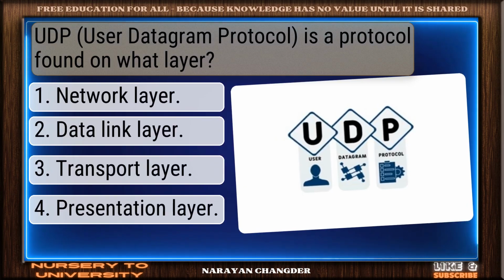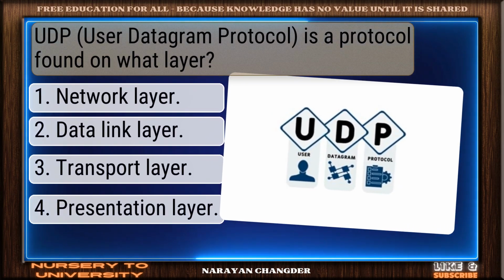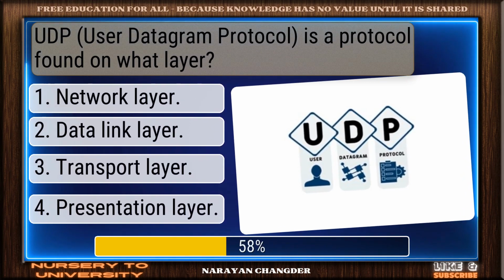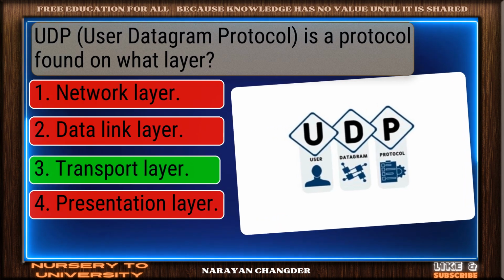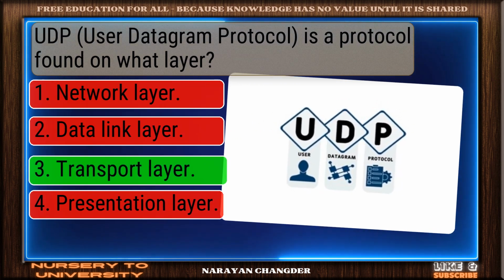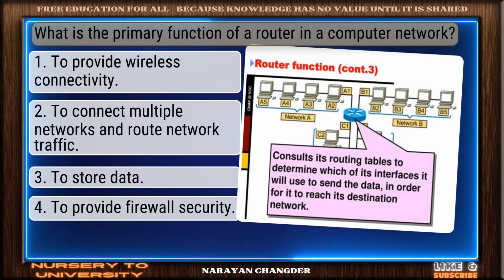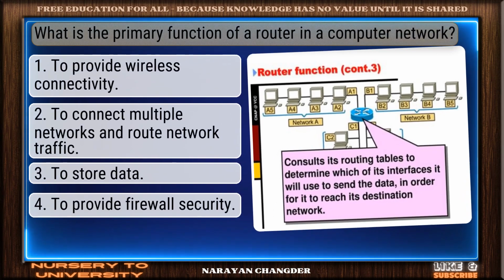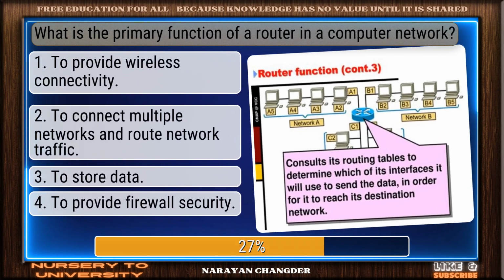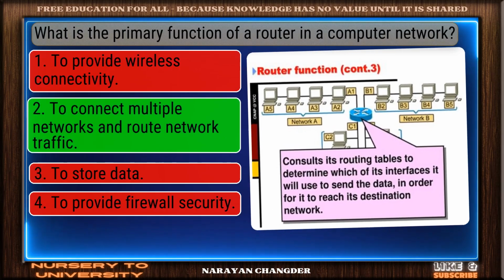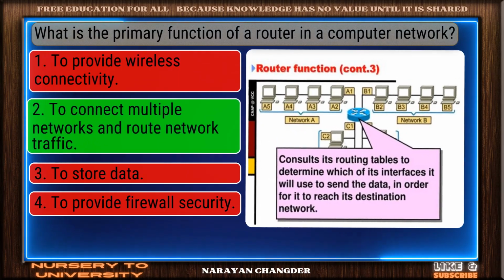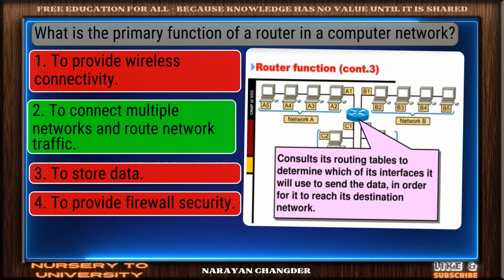Question number 5. UDP is a protocol found on what layer? Smart pick. Transport layer is the correct choice. Question number 6. What is the primary function of a router in a computer network? You chose to connect multiple networks and route network traffic.